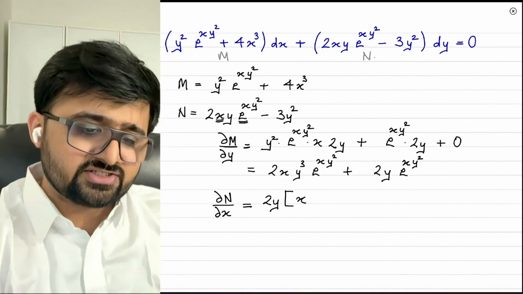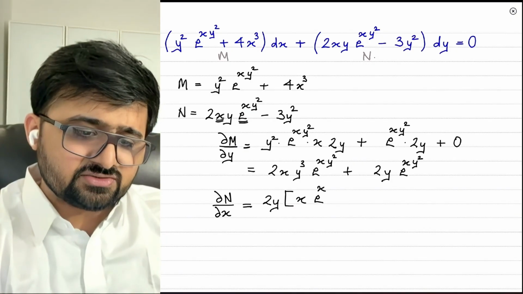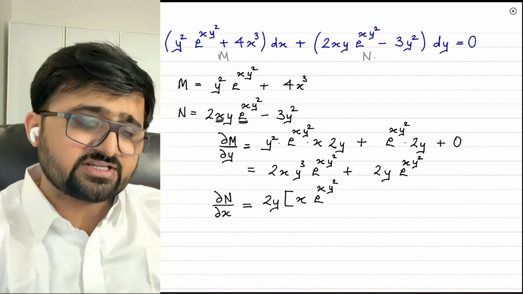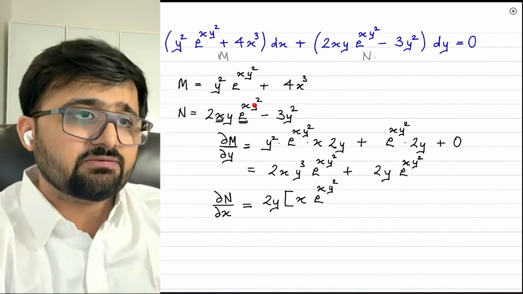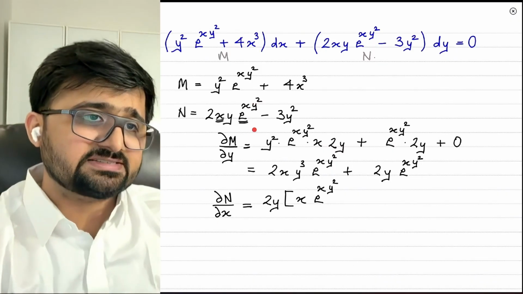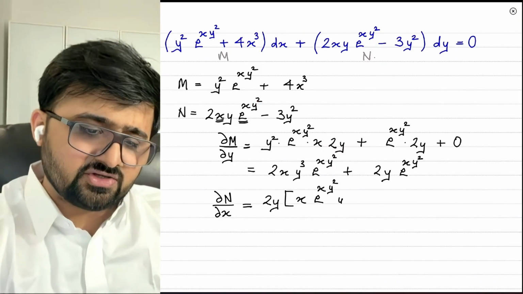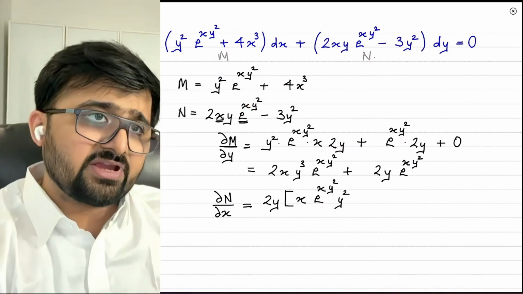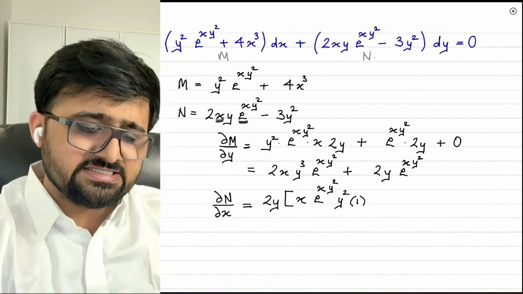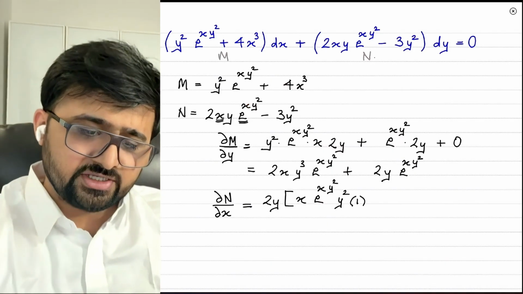Derivative of e^(xy²) is e^(xy²) into the derivative of xy² with respect to x. y is constant, so y² is constant, and the derivative of x is 1. I hope that makes sense. You'll have to know the UV rule in order to do this, okay?